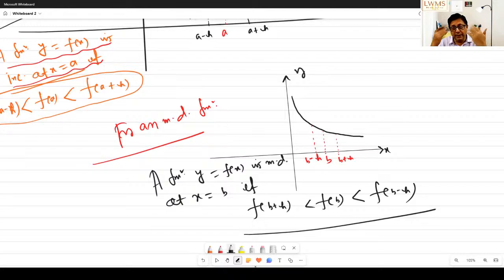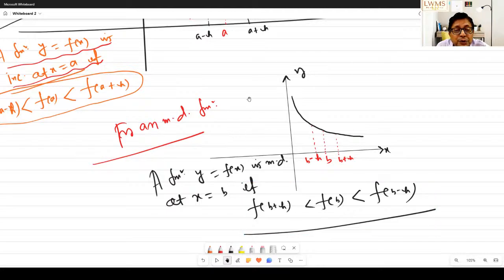Now, why have I told you these two things? Before we start the actual formula for finding whether a function is increasing or decreasing, the basic definition is there. For x2 greater than x1, f(x2) should be greater than f(x1), isn't it? For MD it is opposite. For x2 greater than x1, f(x2) should be less than f(x1), isn't it?